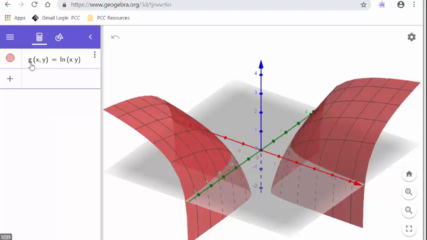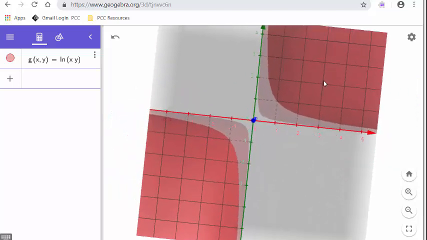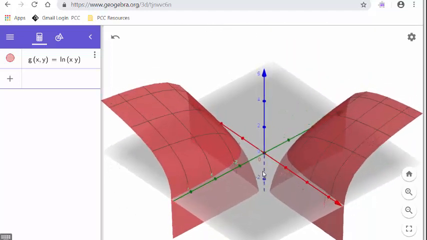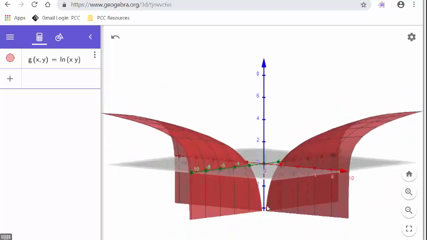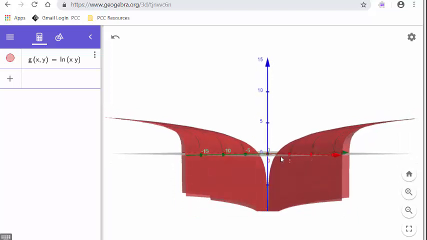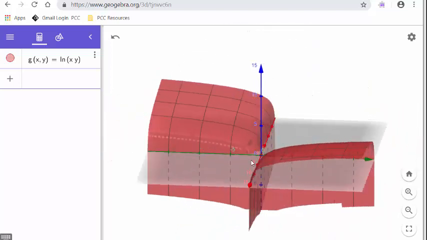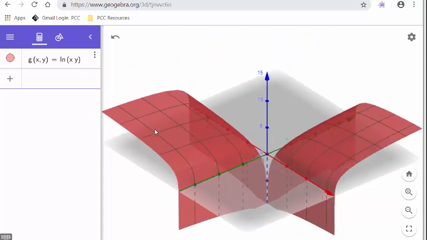Okay, if we want to look at the function here, I've already got this graphed. G of x comma y equals the natural log of x times y. And get a top view here. Here we see the positive x and y areas, the negative x and y areas give us these graphs, and it gives us this kind of a natural log shaped thing when we look at it from the side in both directions. So that's pretty cool, and that is what that function looks like. All right, let's go ahead and move on.